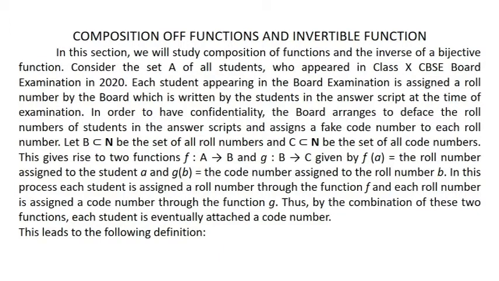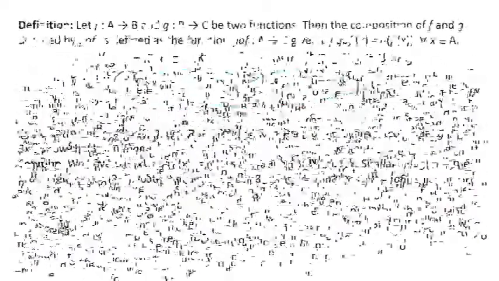In this process, each student is assigned a roll number through the function f, and each roll number is assigned a code number through the function g. Thus, by the composition of these two functions, each student is eventually attached a code number. This leads to the following definition.